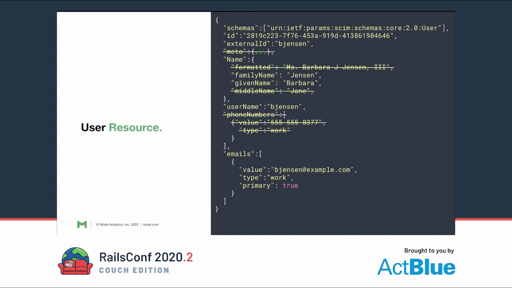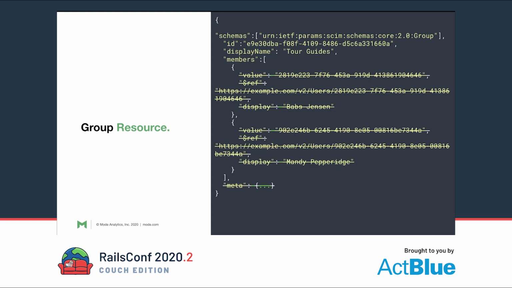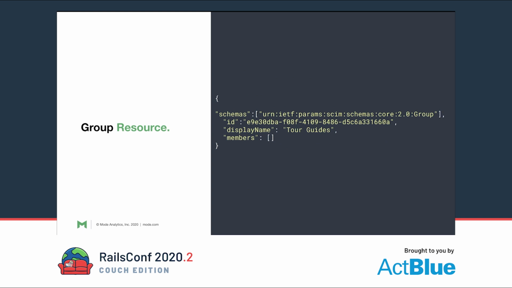So we will remove some of the user attributes from the user resource that we don't need to support and add some others to get our supported user resource. And we'll do the same for groups. Our resources are starting to look more manageable now.